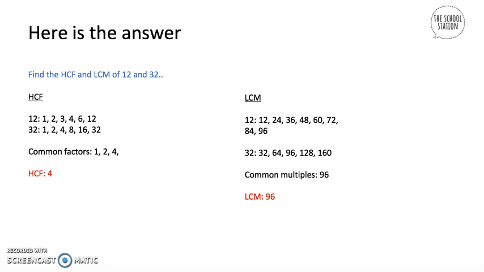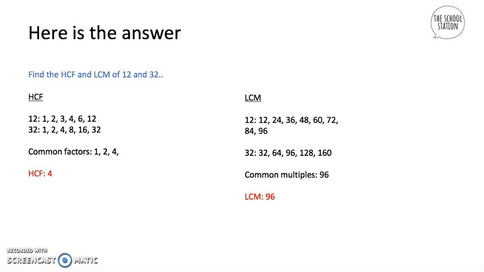Alright guys, so here is the answer. I hope you guys have tried, but this is the HCF and LCM of 12 and 32. Again, what I did was I separated my working out into two sections. First, I found the HCF and I made two lists of factors of 12 and 32. I circled, or just wrote a list of, the common factors, and as you can see, the common factors were 1, 2, and 4, and the largest number was 4, so therefore my HCF was 4.